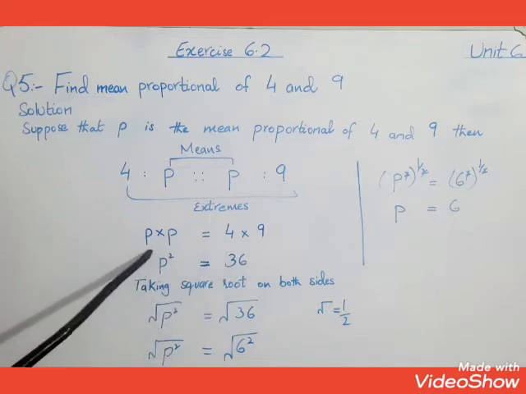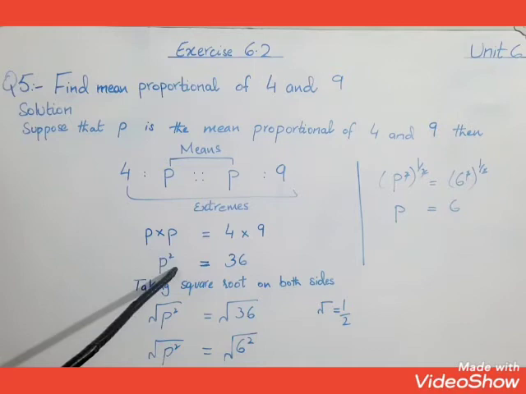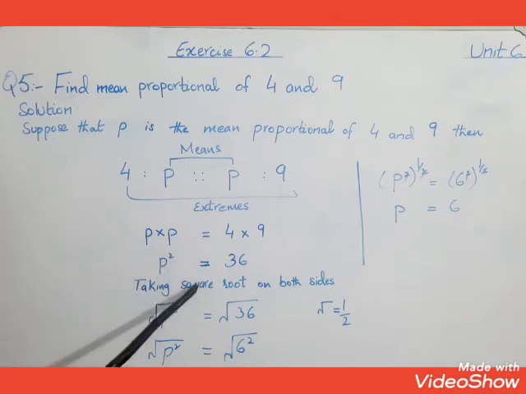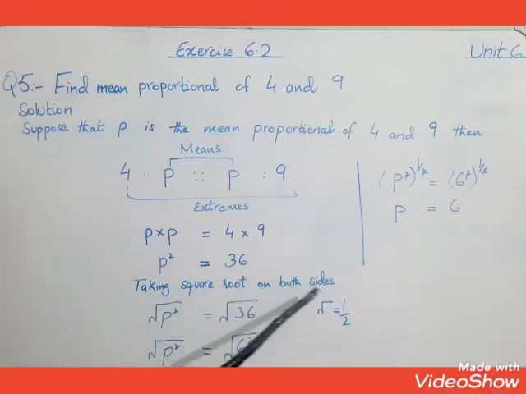Now students, we have to remove this square. And how can we remove this square? By taking the square root on both sides. Can you see the square root? And we know that the value of the square root is equal to the power 1 over 2. Write P square as a perfect square, and 36 is the perfect square of 6, 6 square is equal to 36.